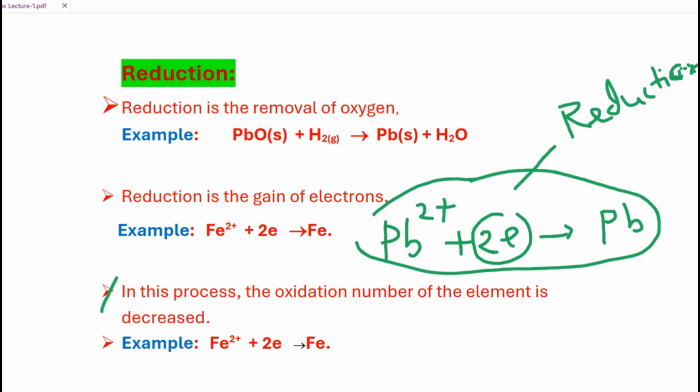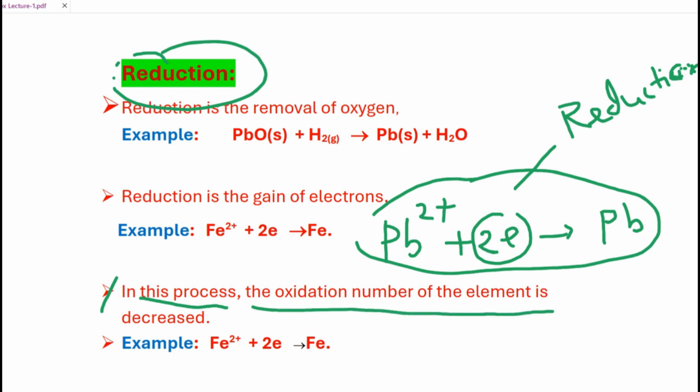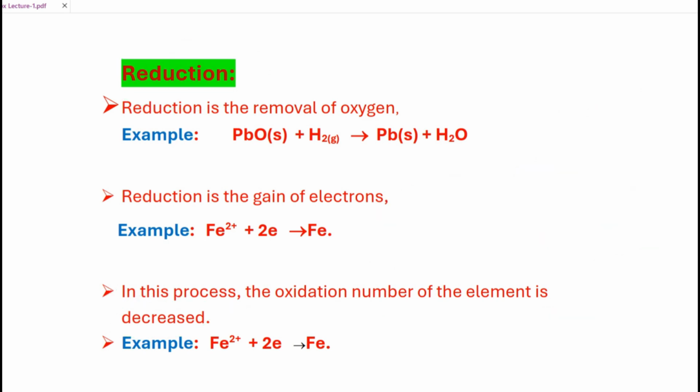Now you see, in this process, in reduction, the oxidation number of the element is decreased. You know, in oxidation the oxidation number increases, but in reduction the oxidation number decreases.